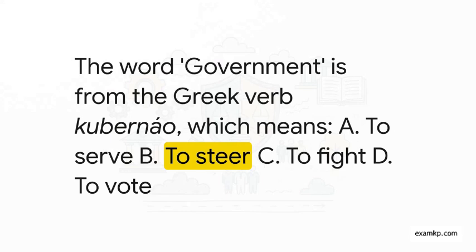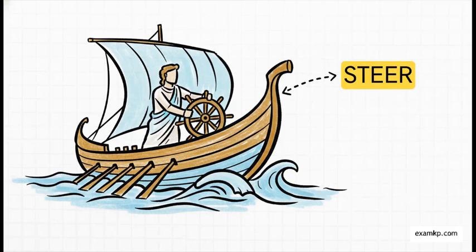First one's from JAMB. Hey, we started the whole lesson with this. What does that Greek verb kubenao mean? And of course, the answer is B, to steer. See, it all connects right back to that ship of state metaphor. The whole point of government is to provide direction. JAMB loves testing the origins of these key political terms, so that's a fantastic one to have locked in your memory.